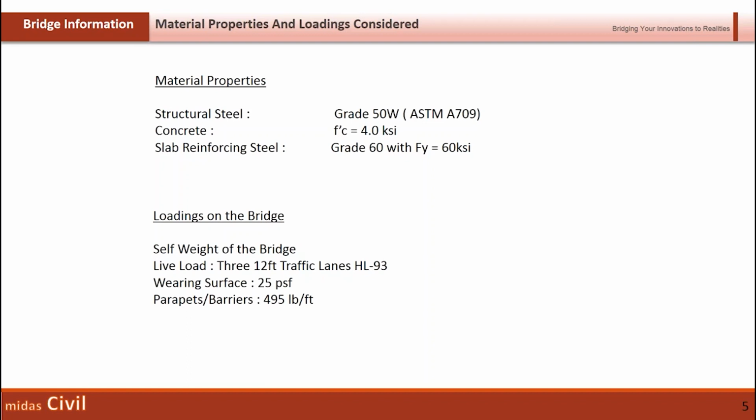For the loadings on the bridge, we are having the self weight of the bridge and the live load. So for live load, we will consider 3 12-foot traffic lanes of HL93. See, all the things are similar to what the FHWA example presents. So the units, the weights and everything. The bearing surface is around 25 PSF that we have done. And then parapets and barriers is about 495 pounds per foot.